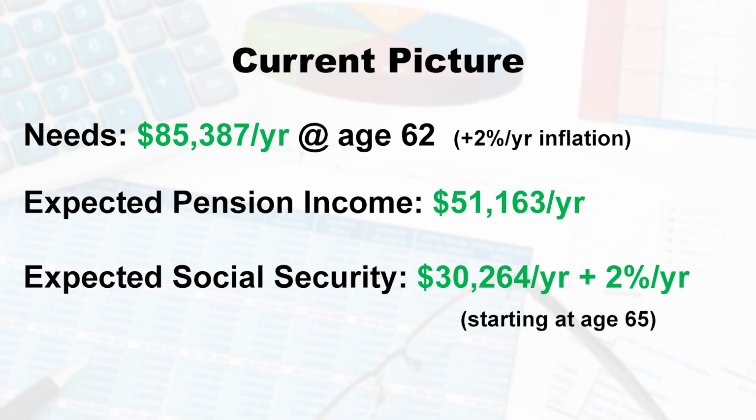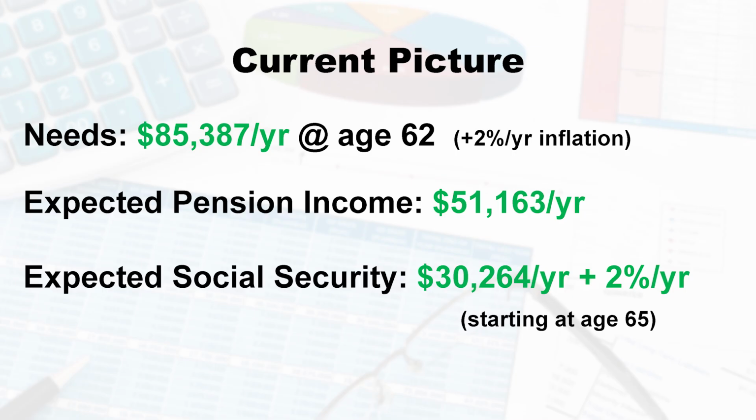He needs $85,000 of expenses every year at age 62, and that needs to increase at 2% every year to keep up with inflation. Inflation could be more than that, yes, I know, but at least 2% per year for inflation. His expected income from his pension is $51,000 a year. That will be something he can count on, hopefully. And his expected Social Security, $30,264 a year, also increasing at 2% to keep up with inflation. But notice the pension does not keep up with inflation. So he's going to need to make some sort of adjustment to account for that.